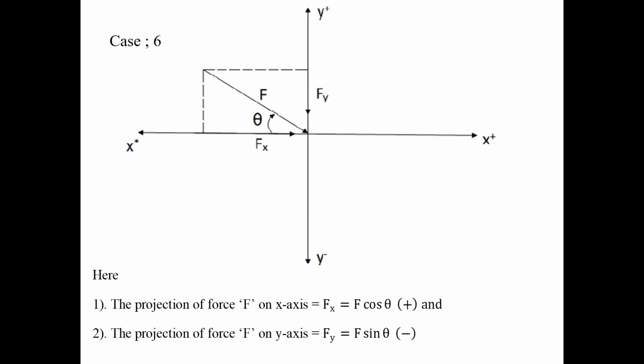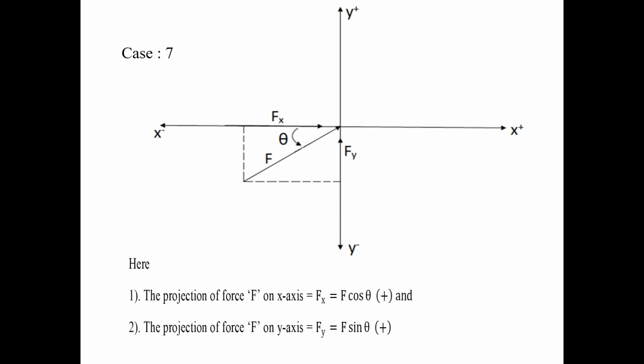So please carefully observe the projections in the sixth condition, Fx, Fy. The force F with x-axis is making the angle theta. So Fx is equal to F cos theta, Fy is equal to F sin theta, but Fx is the positive projection because the direction of Fx is towards the positive x-axis. Direction of Fy is towards the negative y-axis. Fy is the negative projection.